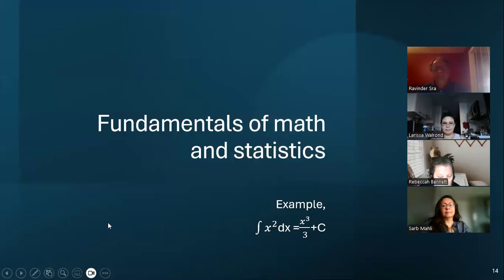I give an example here. x square. x square means increase the power by 1. Here it is 2, then the integration is x cubed divided by 3. In differentiation, we decrease the powers. In integration, we increase.